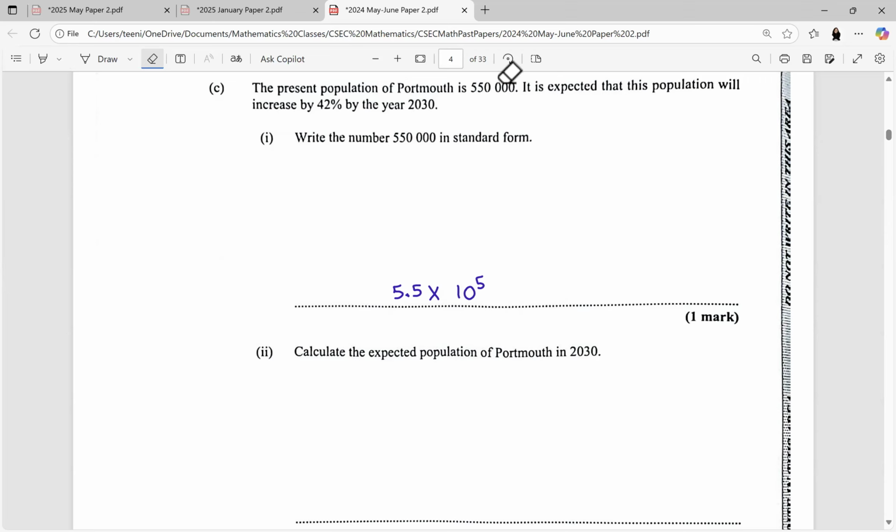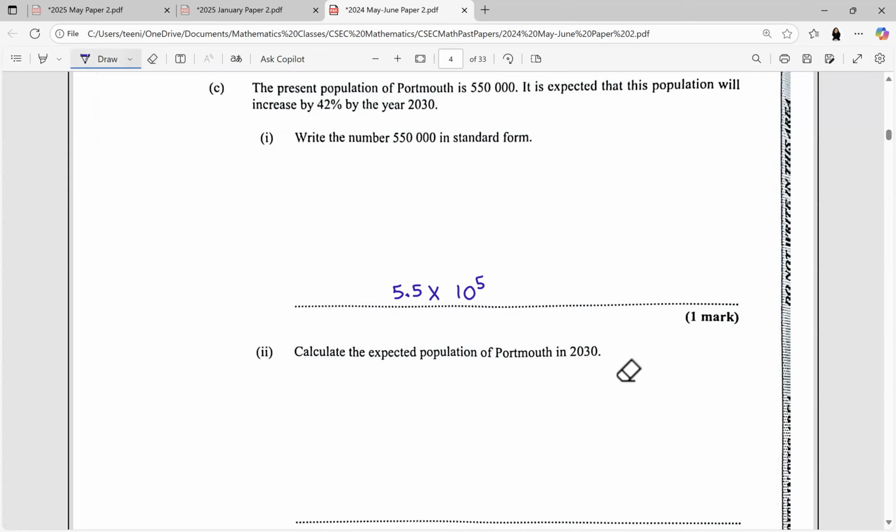You could find what's 42% of 550,000, because you find what the percentage represents first. So what is 42% of that? And then you add it back to the 550,000. Or, if it's a percentage increase by 42%, it means the new population would be 142% of the original population. So you could also find 142% of 550,000.